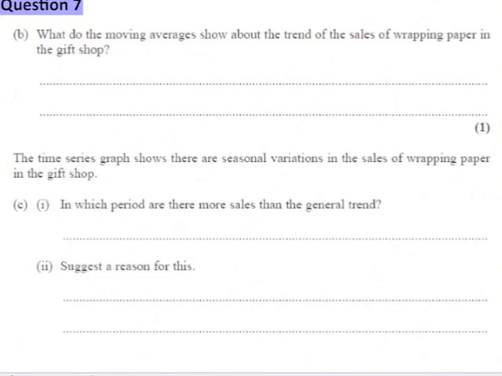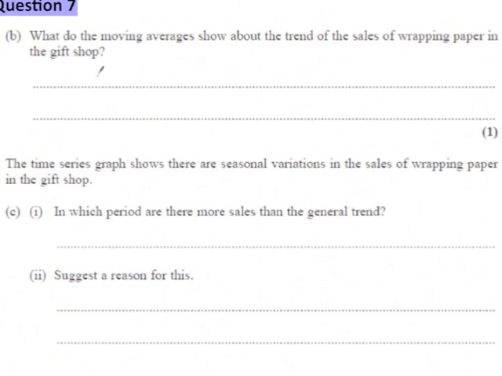We're asked, what do the moving averages show about the trend of sales in wrapping paper? We can see that the sales are increasing because the trend line is increasing.